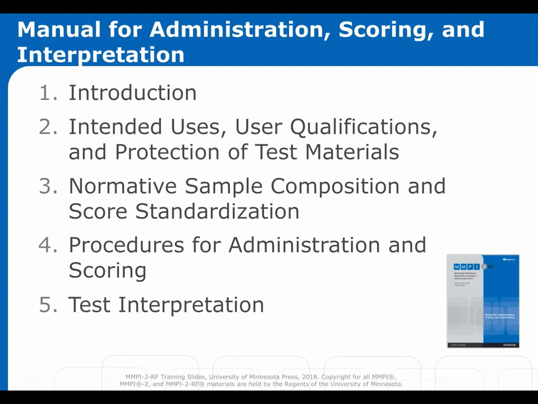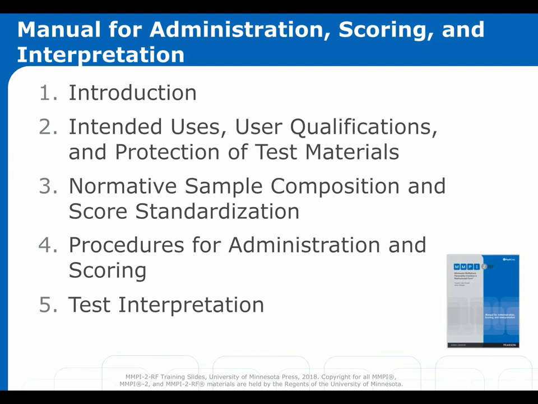The second chapter describes the intended uses of the restructured form, including in what context and with whom the restructured form can be used. These are largely the same as the contexts and individuals with whom the MMPI-2 can be used. This chapter also outlines the qualifications a test taker needs to administer and interpret the instrument. Finally, this chapter also contains information about the importance of test security, providing specific guidance on which materials are protected and how to respond to requests for test materials in the context of litigation.